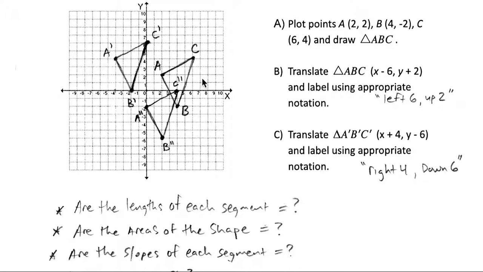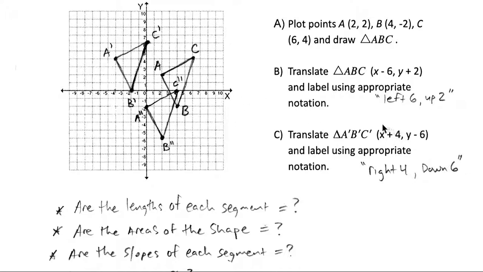All right, we're going to do one more. This time, notice that we're going to translate or move our second triangle, triangle A'B'C'. So we're going to look at our second triangle here that we moved, and we're going to move that one instead, and we're going to practice it one more time. So you can pause the video and check your work later, or you can just follow along.